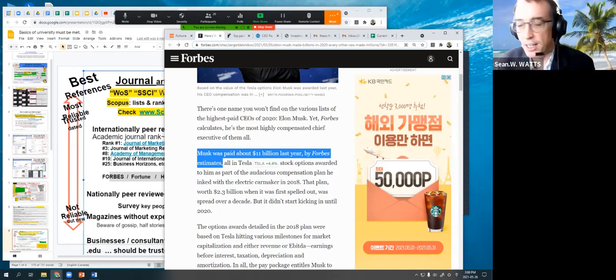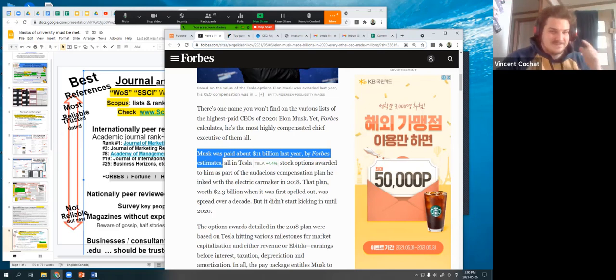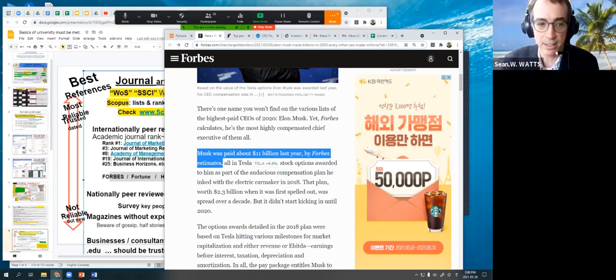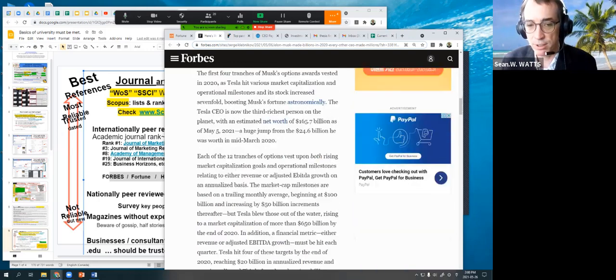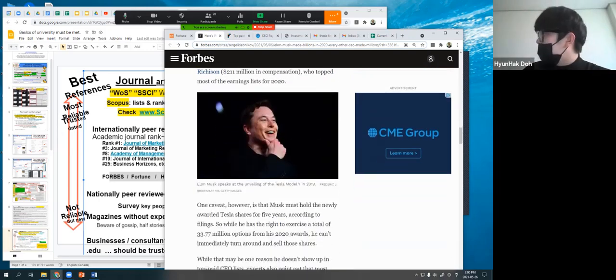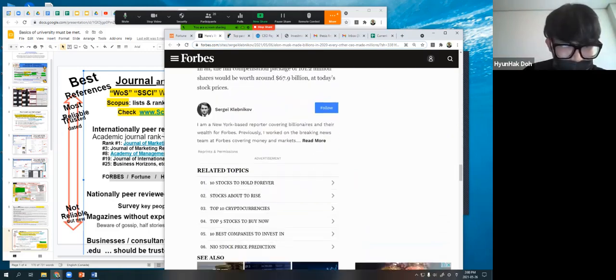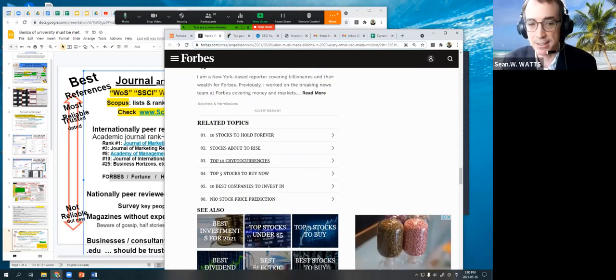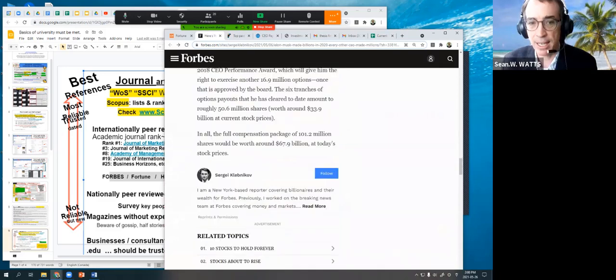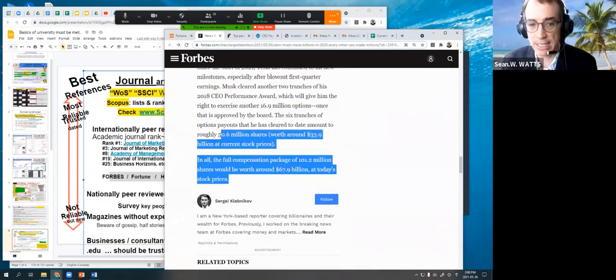Sorry. Hyanakdu, can you identify what is the problem with Forbes, Fortune, and Harvard Business Review? What does this article show? What is the problem with this article? Specifically, how does it end? The end of the article, it ends right here. The author's name is here, and that's it.